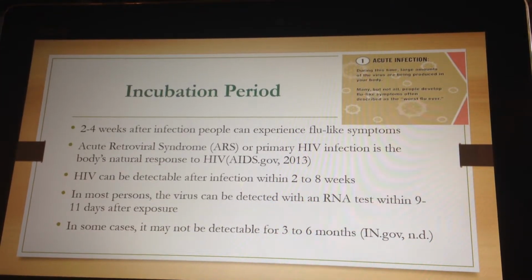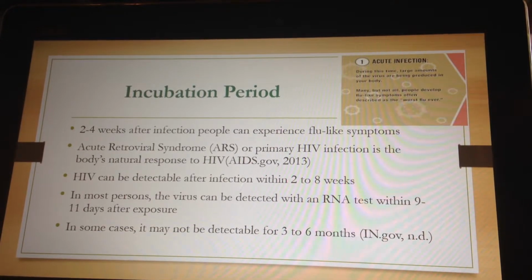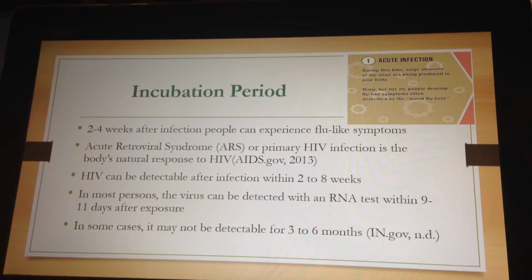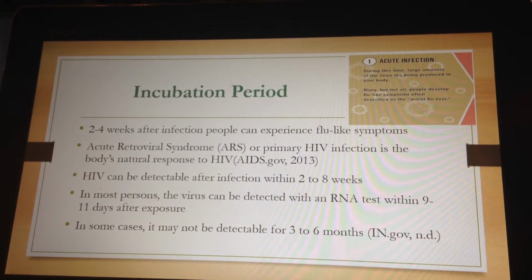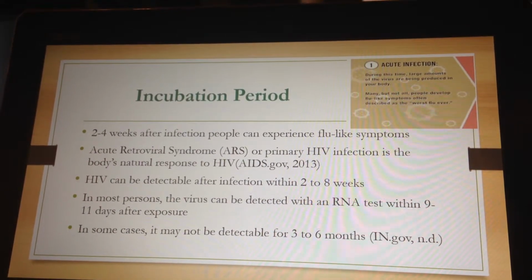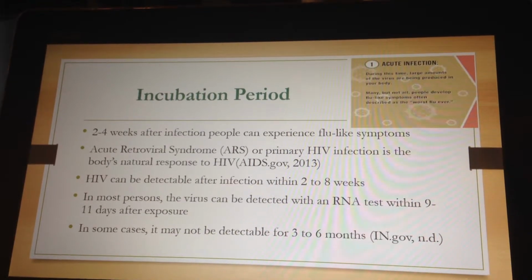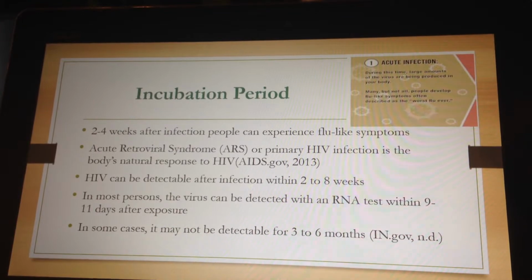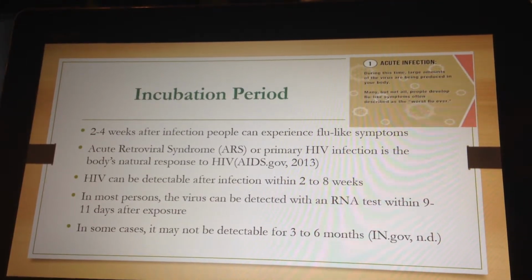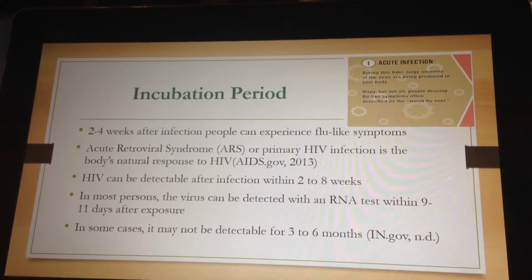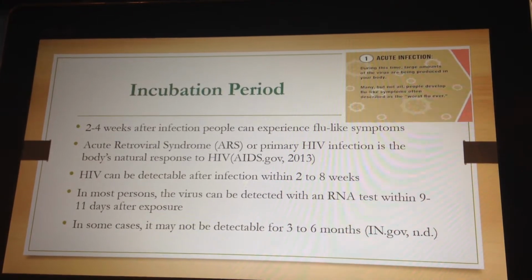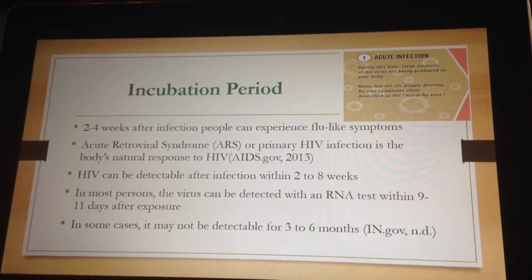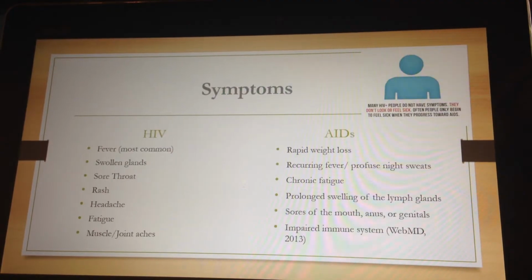Incubation period. 2 to 4 weeks after infection, people can experience flu-like symptoms. Acute retroviral syndrome, or primary HIV infection, is the body's natural response to HIV. HIV can be detectable after infection within 2 to 8 weeks. In most persons, the virus can be detected with an RNA test within 9 to 11 days after exposure. In some cases, it may not be detectable for 3 to 6 months.